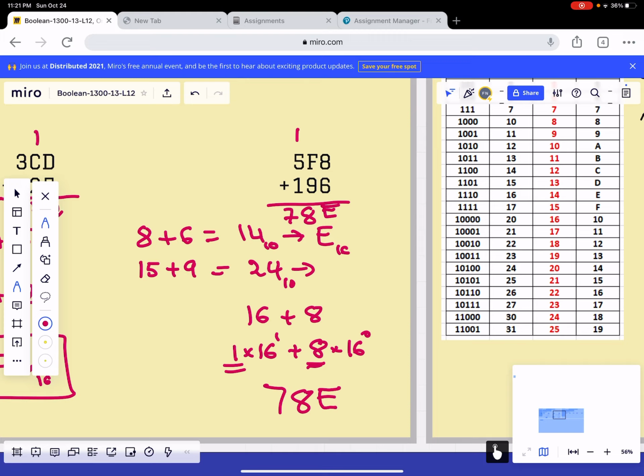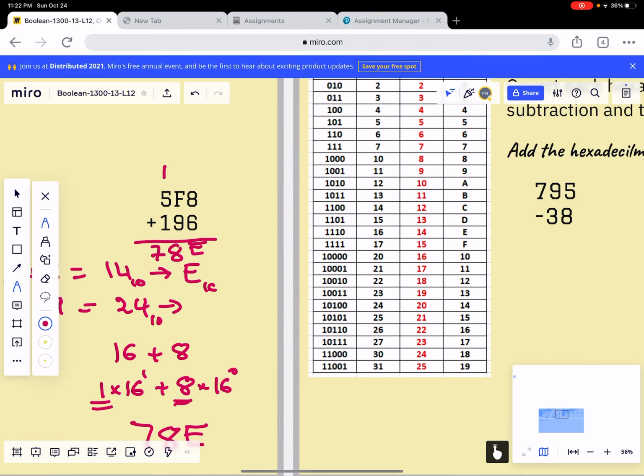Okay, so when you're adding a number together, make sure that from hexa you change to the decimal, and then you convert to hexa, and you carry over whatever you have. Okay, and then move on to the next number. All right, so that's the way you add the number.